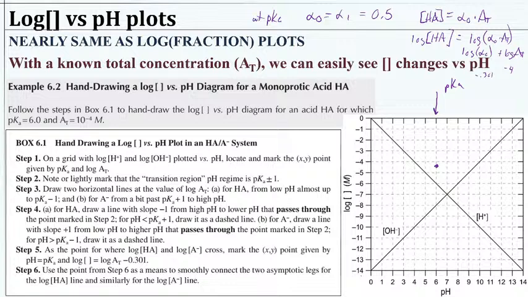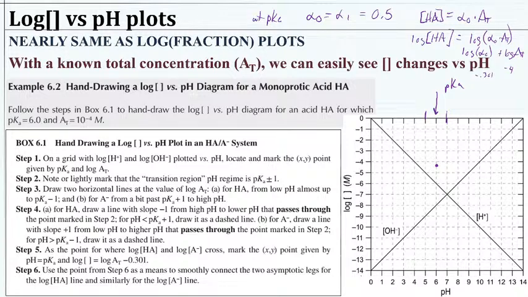Okay, then step 2 says we can lightly mark the transition zone, which should be 1 log range here. Maybe I can do light sketches. No, probably not. We'll just make a little note here. So in that range will be the transition.